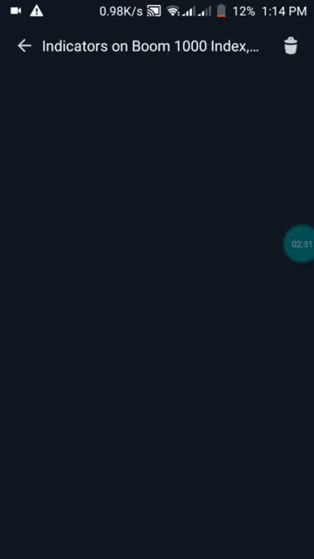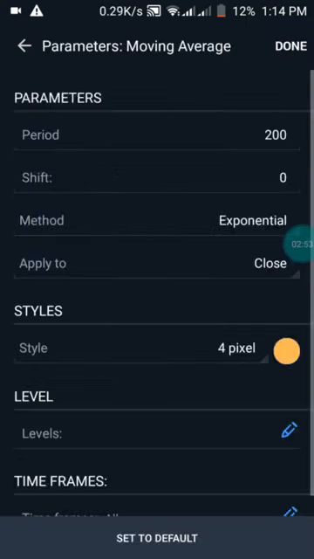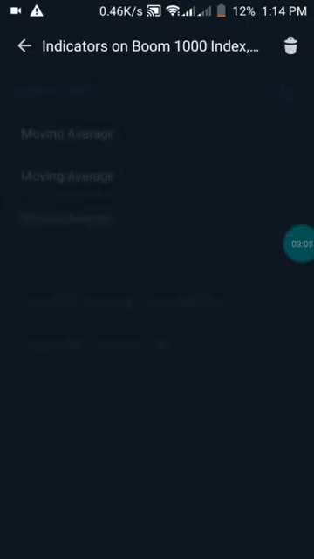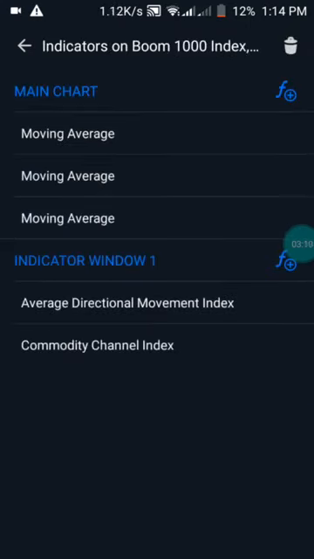Also we have the third moving average, which has a period of 200, shift 0, method exponential, apply to close. Then you put yellow color also. I'm putting the period 150 and the period 200 in the same color so that I can really identify the two, but you can also choose different colors for easy identification.